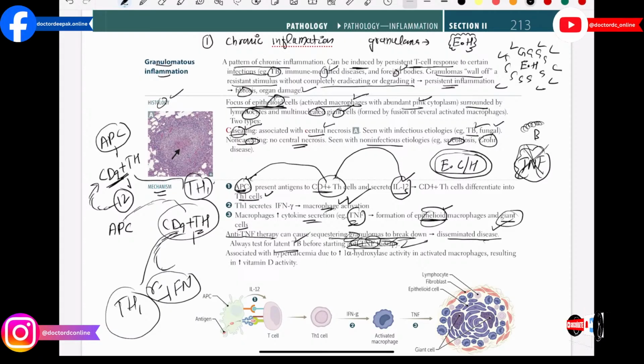Then after that, they mention here that the granuloma is associated with hypercalcemia. This is a very important MCQ. How is the granuloma associated with hypercalcemia?